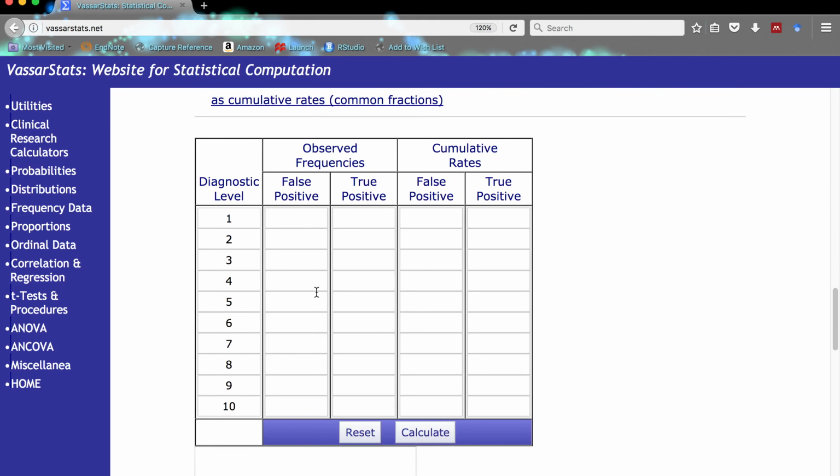So what you do to get the information here is you enter the number of false positives and true positives across the diagnostic criteria here. So let's just make some up. So let's say we get 4, 3, 5, and at the top we're only missing a couple people, and we get a whole bunch of true positives. Oops, I'm not very good at making up random numbers. And I would hit calculate. So we'd enter false positives and true positives. Calculate.